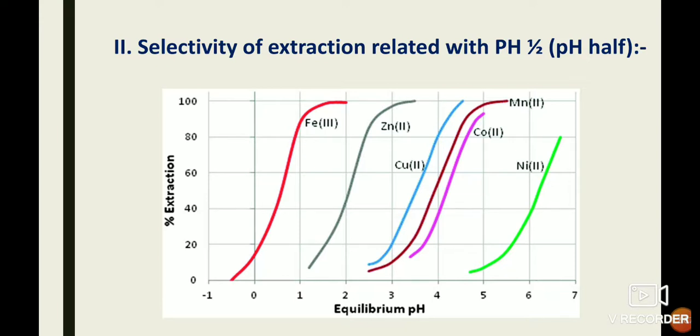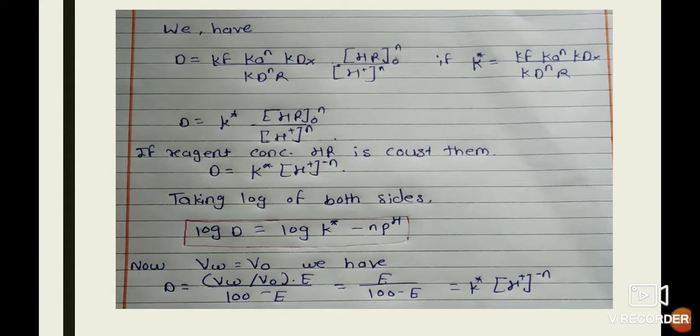This is the pH extraction graph: percentage extraction versus equilibrium pH, with some examples of extraction: iron third, zinc second, copper second, cobalt second, manganese second, nickel second.